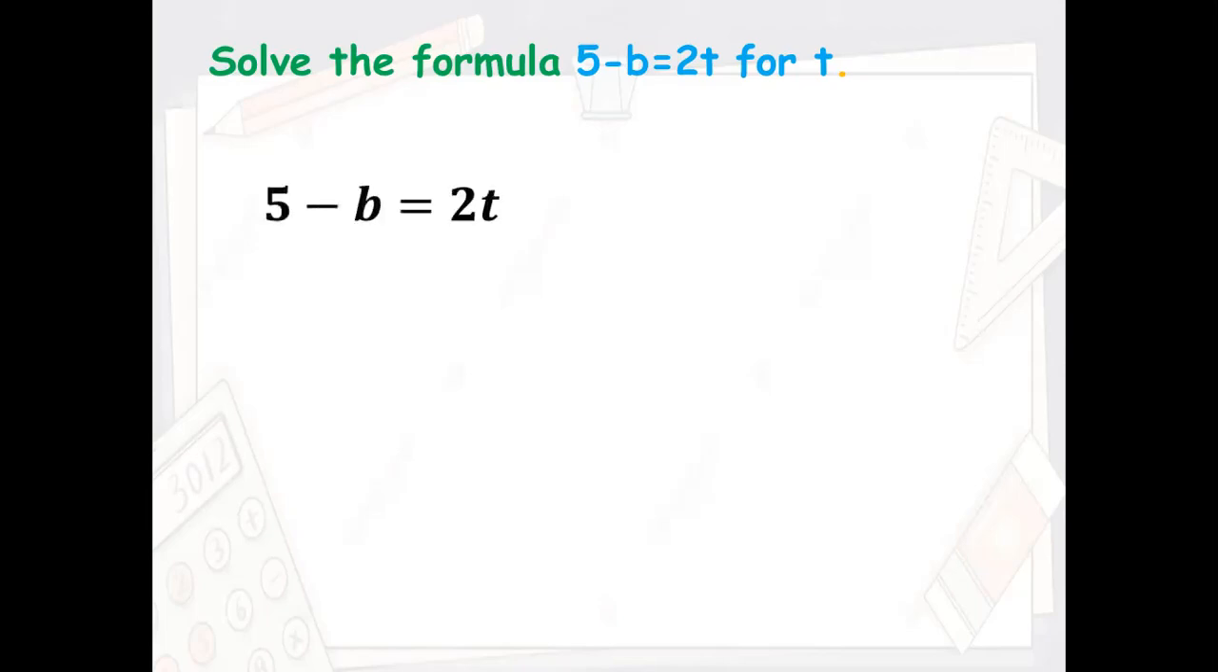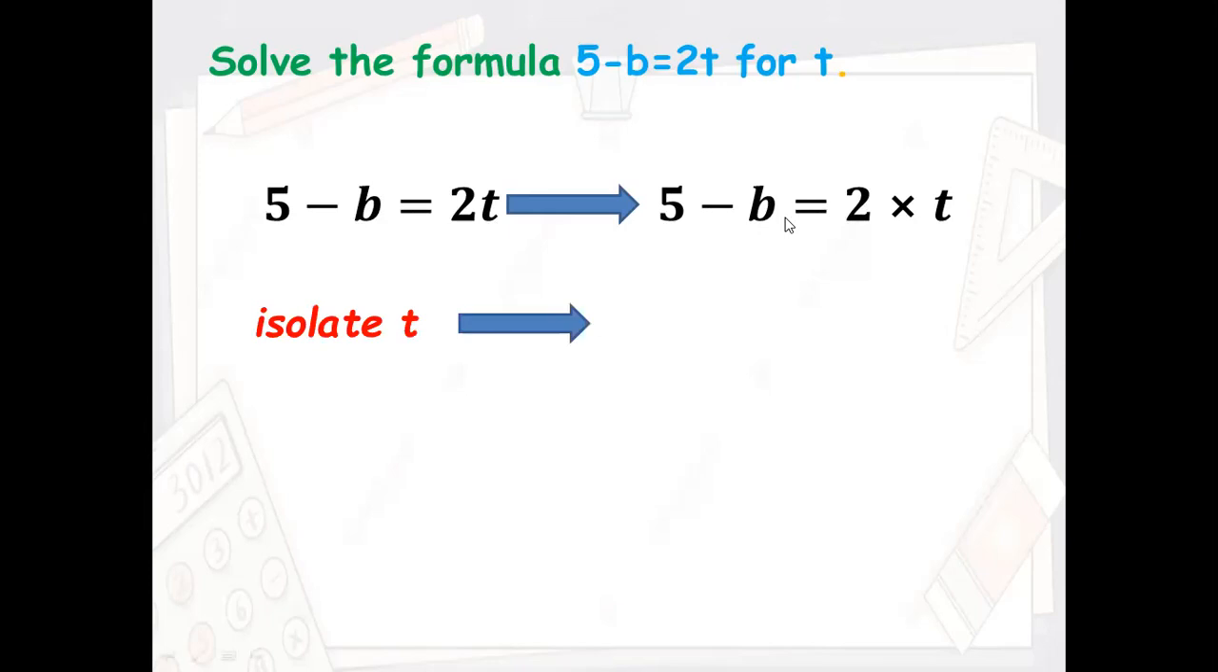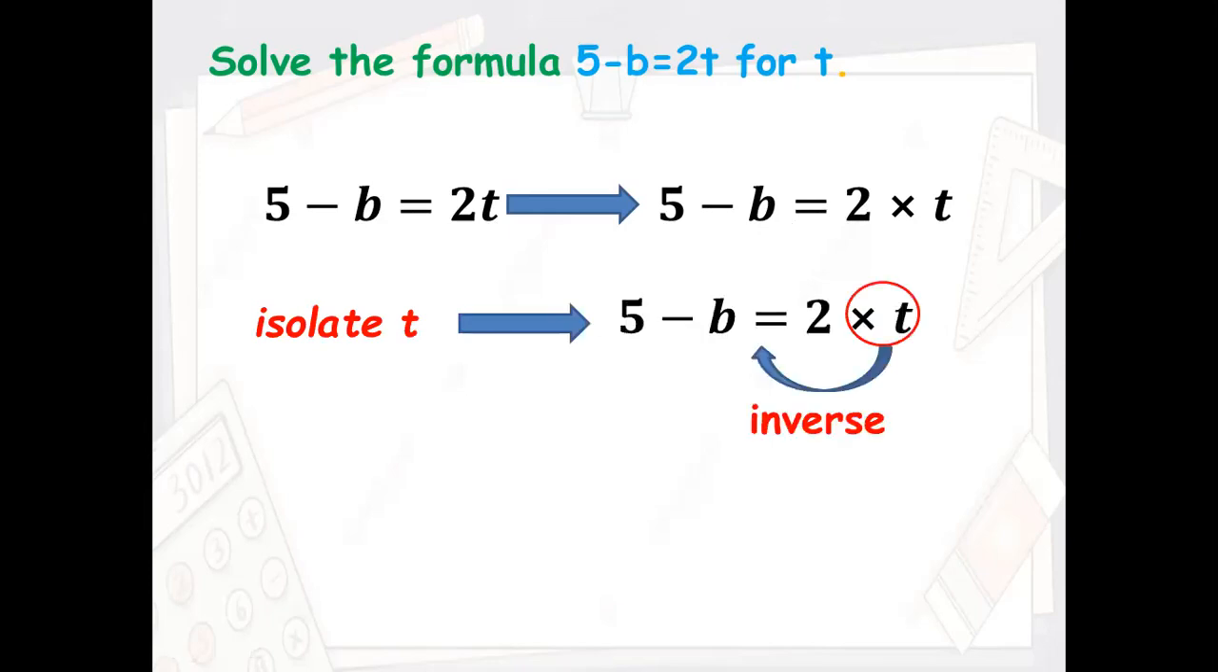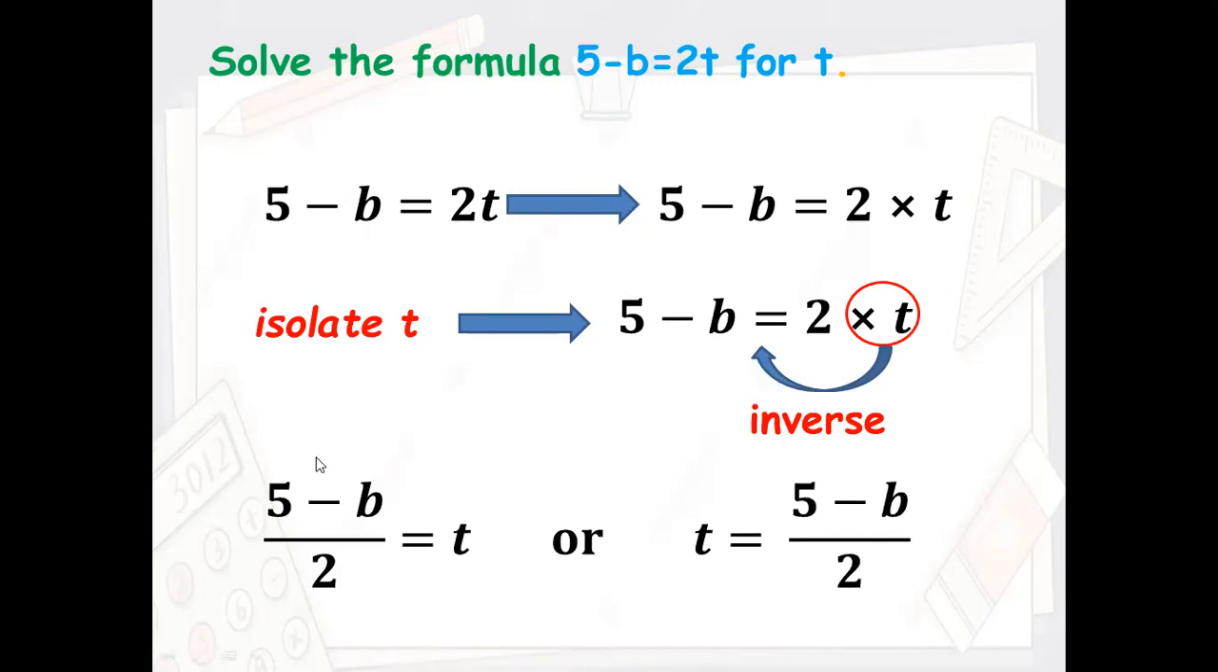To understand this equation, again t and 2 are together, so we need to separate them. How will it be separated? Of course it will be separated by a multiplication sign, because they both are together means it's multiplied, right? So we have to move the 2 now away from t. So it is 2 multiplied. When you remove the 2, that becomes inverse. The inverse of multiplication will become dividing. So 5 minus b divided by 2 equals t, or t equals 5 minus b over 2.